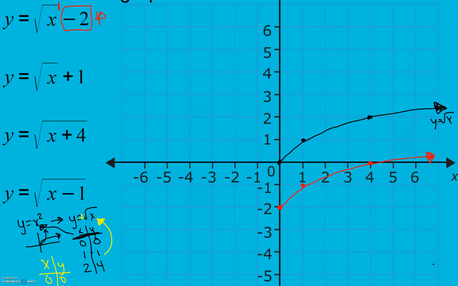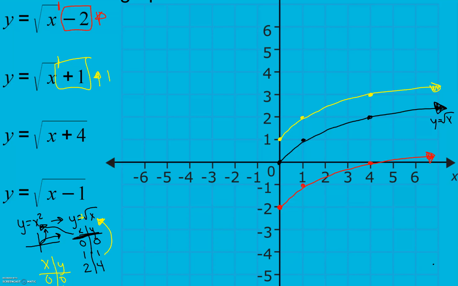Second one here, I have a plus 1. And again, it's after that square root ends. So here, I go up 1. So from my parent function, I go vertically 1, over 1, up 1, over 4, up 2, instead of over 2, up 4. And again, it's just in the one direction.